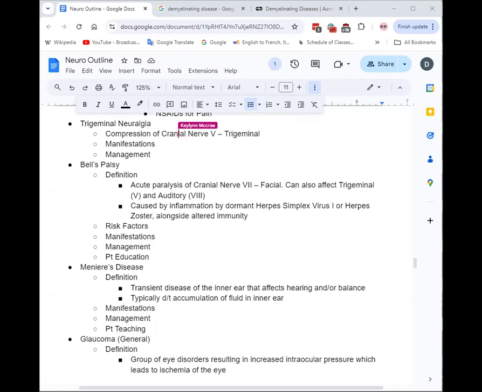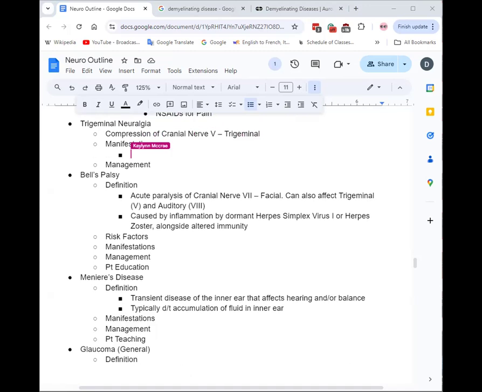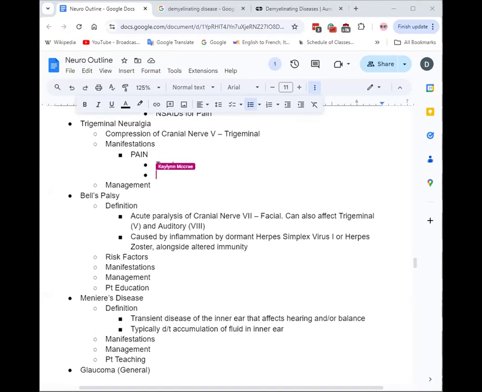So the next one we have is trigeminal neuralgia. It's compression of the cranial nerve, the fifth one, which is also known as your trigeminal. It's gonna have one big specific manifestation: pain, super pain, face pain. That is gonna be your biggest one, from the smallest things too. It could just be touched, or if they try to move it, or if they chew on the same side that's affected. That can really set it off as well.